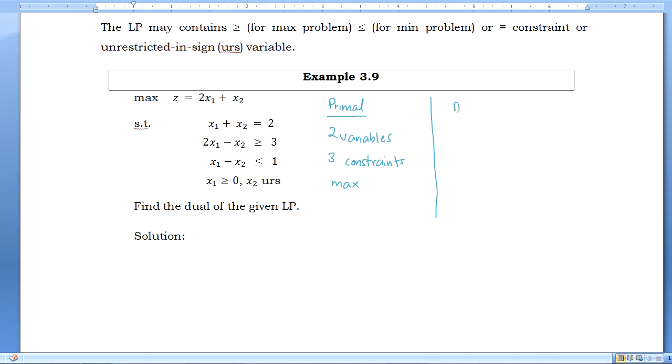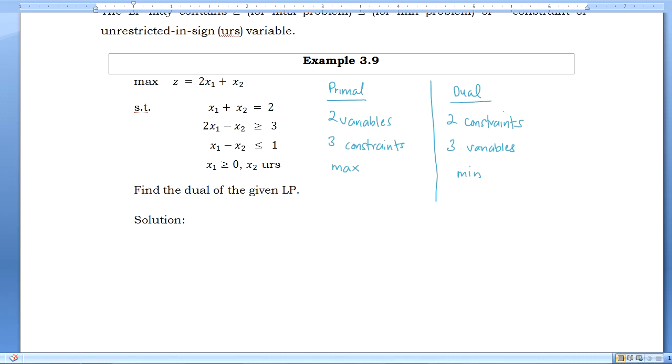Now for the dual, it has two constraints. The number of variables in the dual comes from the number of constraints in the primal. Therefore, the dual has three variables, and the objective of the dual is to minimize W. Now let's write the model.